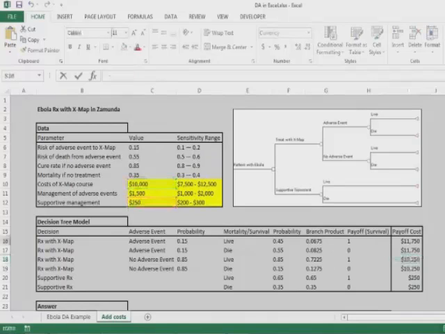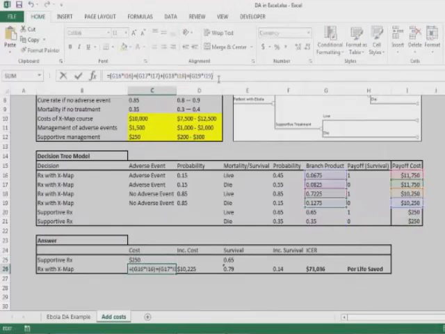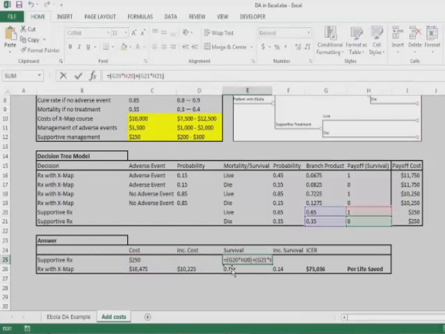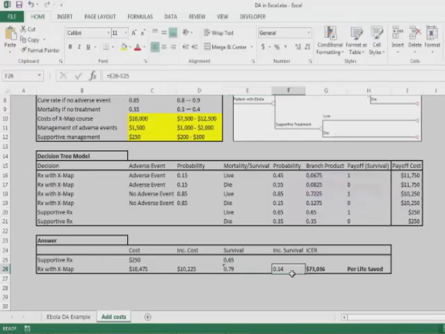Once you have this model set up, you can then go and calculate the costs. So here's the cost of supportive treatment, and there is the cost of XMAP. You can follow the calculations in the spreadsheet. The incremental cost is the cost of XMAP minus the cost of supportive treatment on average, and you can see where it comes from. Then you have the survival, which we calculated before. That's where the estimates come from. They still use the product. Then you have the incremental survival, which is the impact of XMAP on survival. And then you have the ISA. As you can see, it's the same ISA we got using the hand calculation.